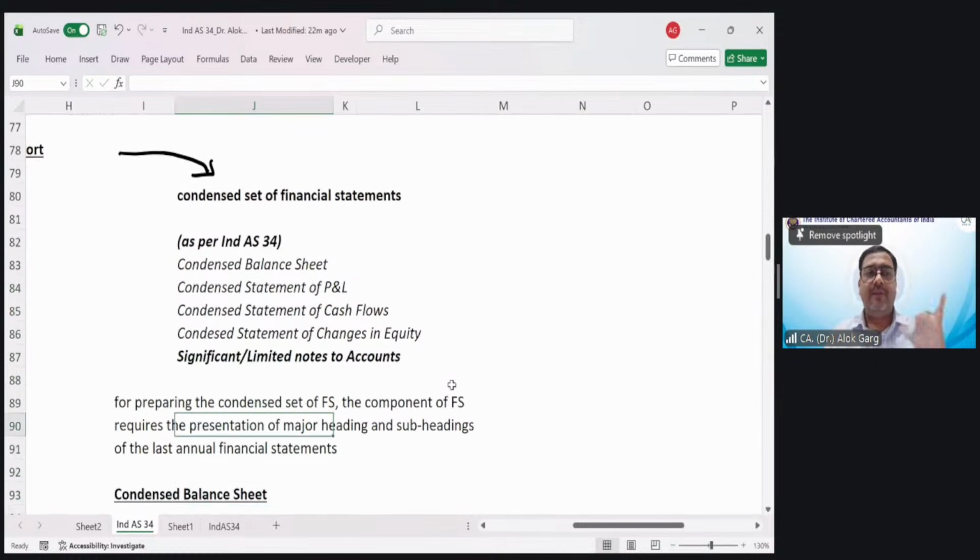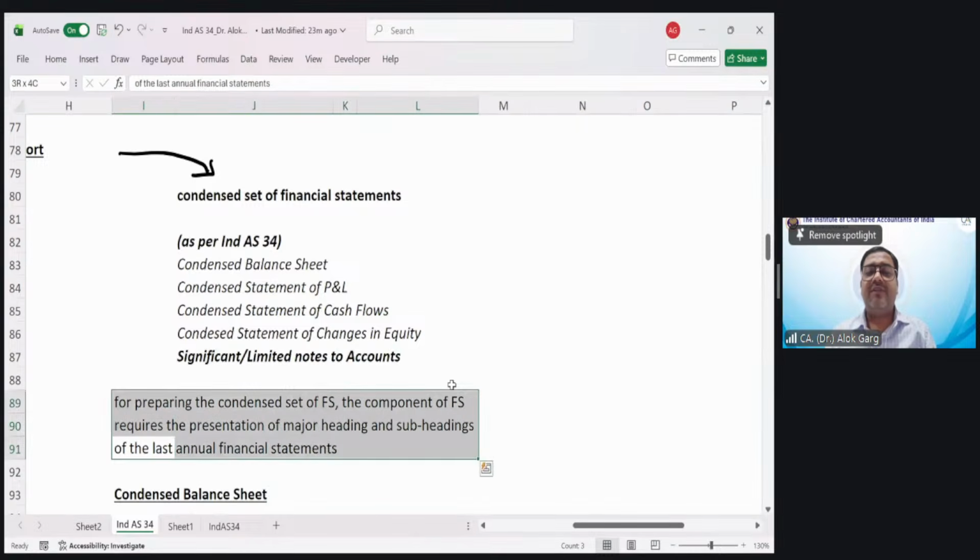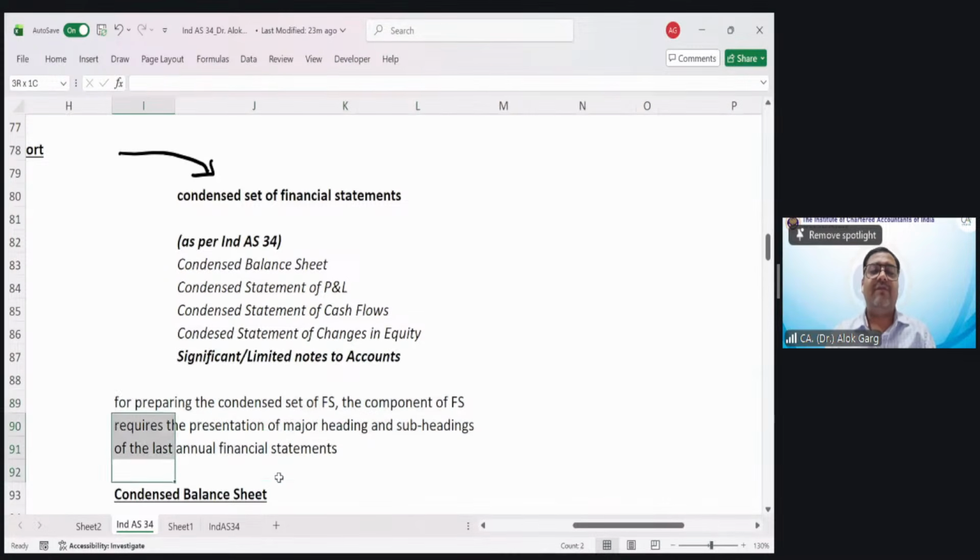So significant or limited notes to accounts I will be covering, but balance sheet, P&L, cash flow, equity we understood. For preparing the condensed set of financial statement, the component of financial statement requires the presentation of major headings and subheadings of the last annual financial statement.